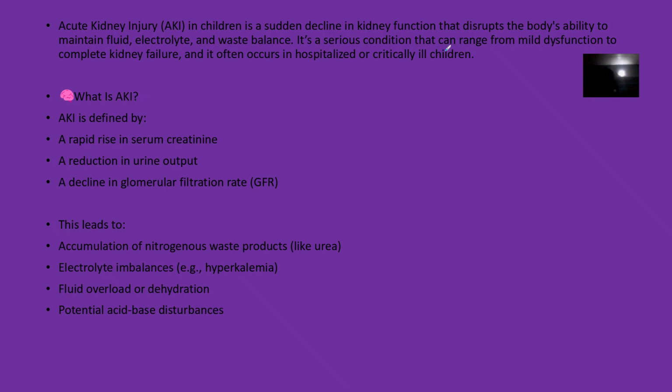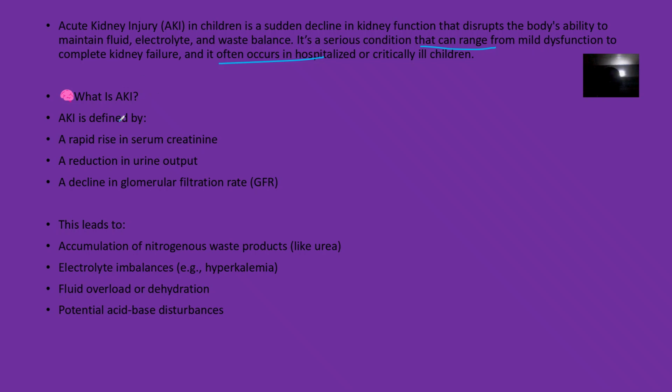So it's a serious condition that can range from mild to high-level complications, and it often occurs in hospitalized or critically ill children. A child could develop this in hospital, that's hospital acquired, or they could come with this from their homes, that's community acquired.